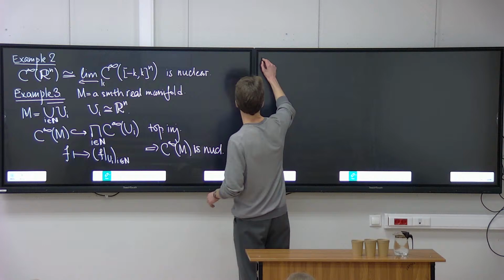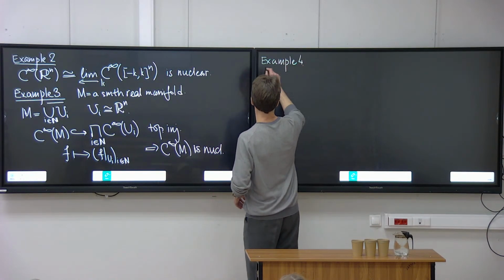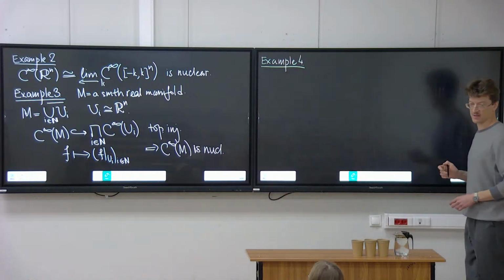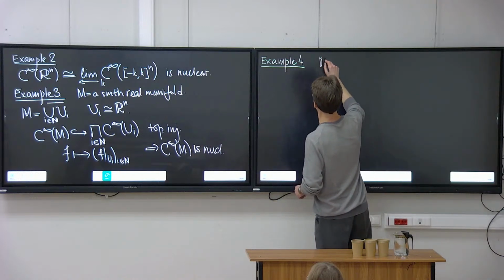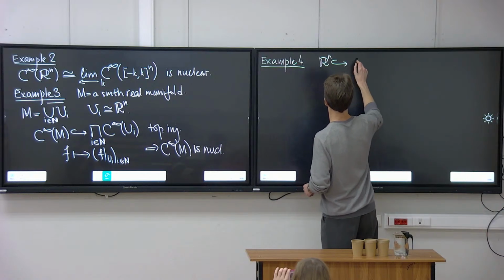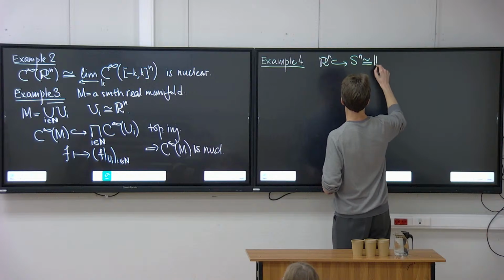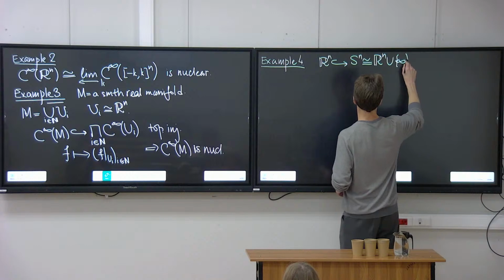Example 4. Let's now consider the Schwartz space. So I claim that the Schwartz space on R^n is also nuclear. And to prove this, let's apply the following trick. Let's embed R^n into the n-dimensional sphere, where we identify the sphere with the one-point compactification of R^n.